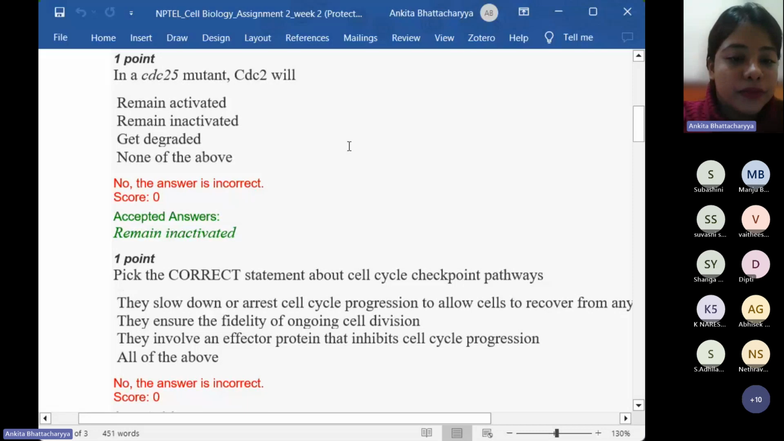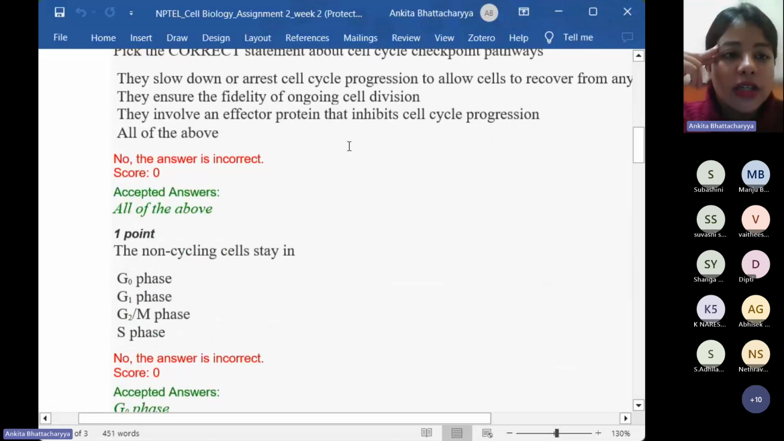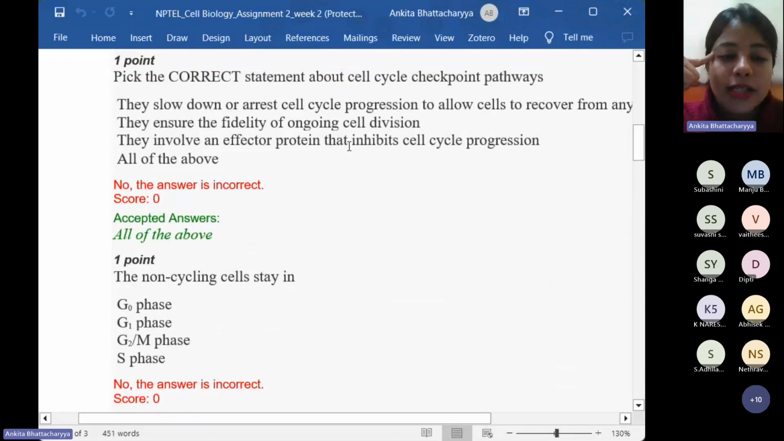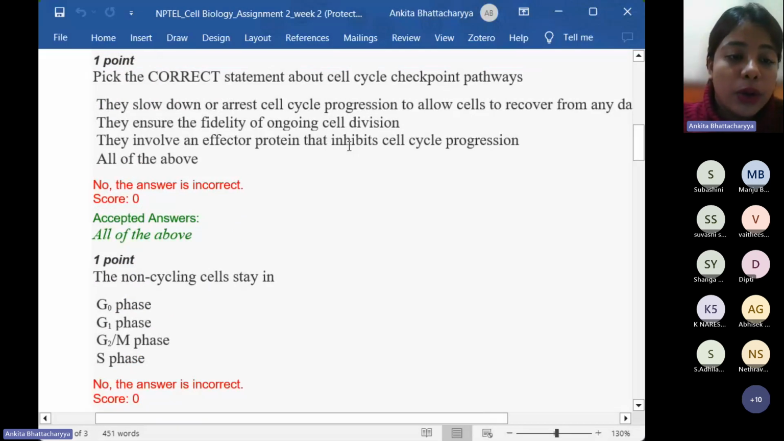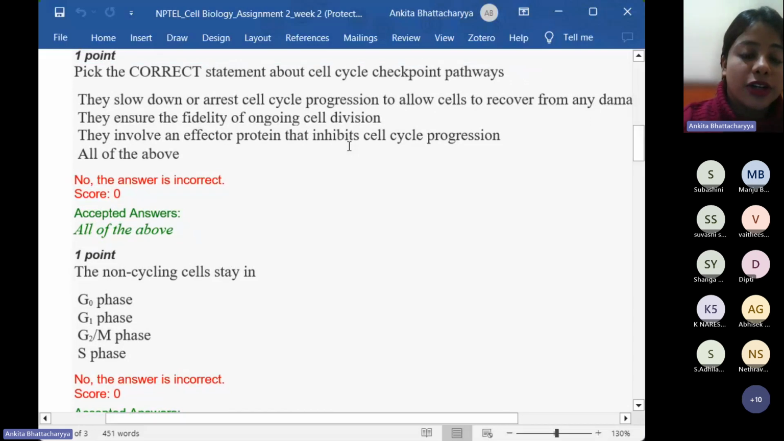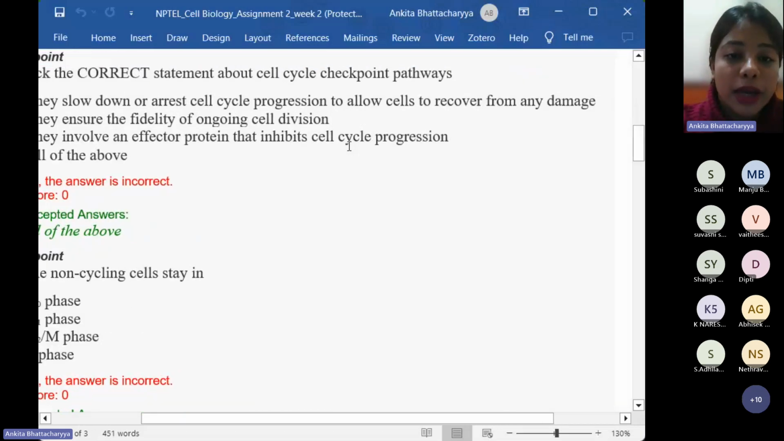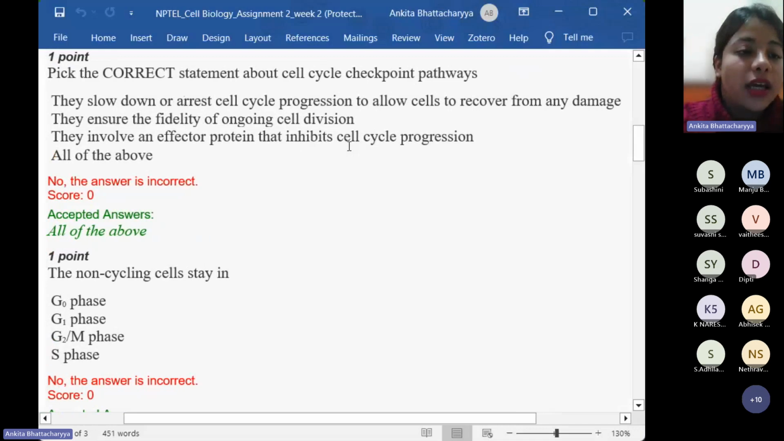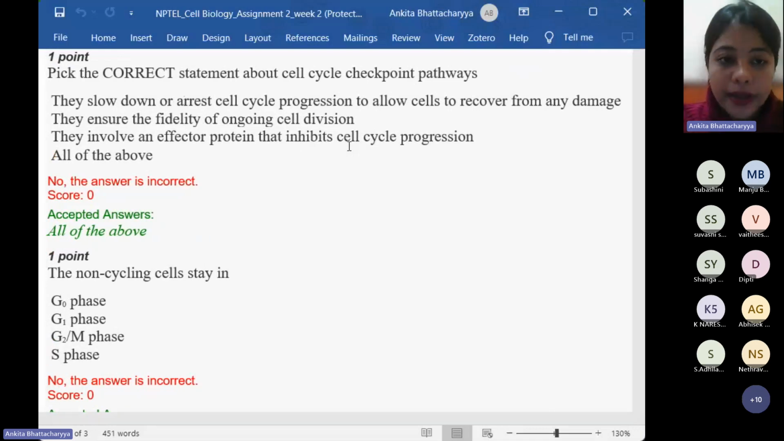The third question is that you need to pick the correct statement about cell cycle checkpoint pathways. So first is that they slow down or they arrest cell cycle progression to allow cells to recover from any damage. B, they ensure the fidelity of the ongoing cell division. What is the meaning of fidelity? Fidelity is a terminology used specifically in context of DNA replication and cell division under normal circumstances.